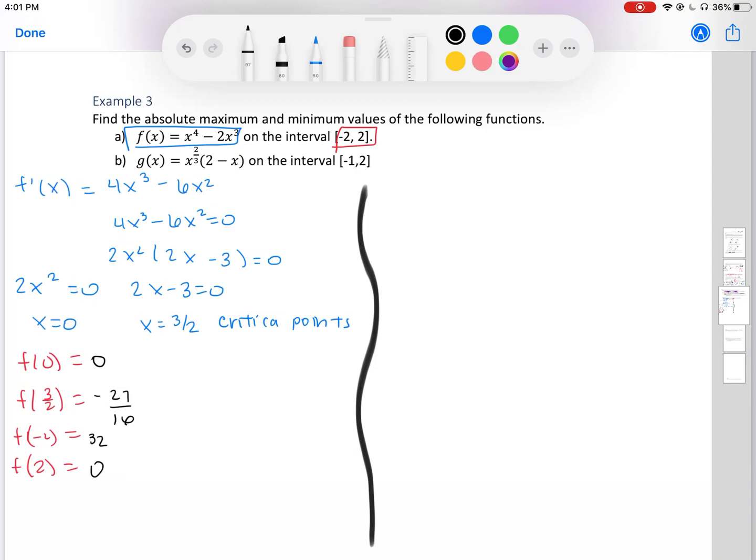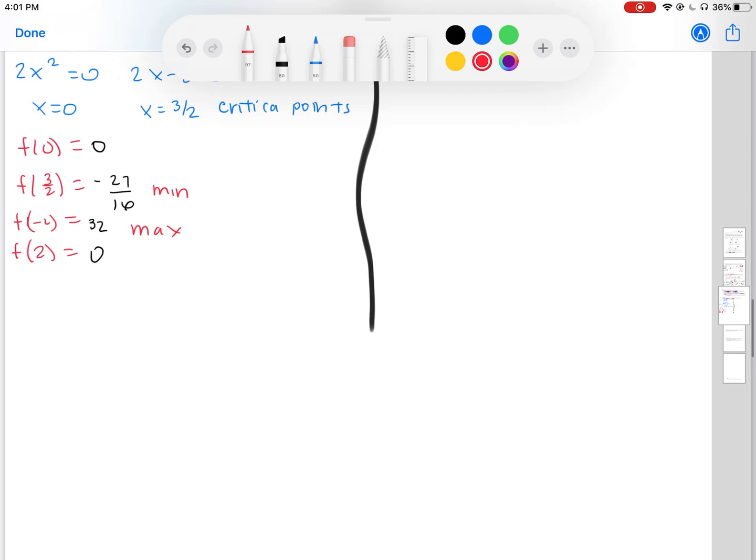So amongst these values, which is higher, which is lower? So we have a minimum and a maximum at 3 over 2 and -2. So we can say something along the lines that the largest of these function values is f of -2 equals 32, which is an absolute maximum.